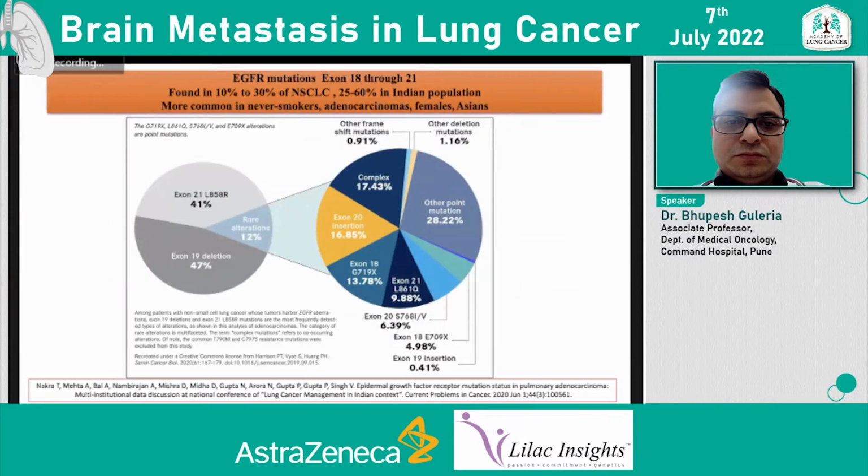Turning to the EGFR pathway, EGFR mutations are seen in exons 18 to 21, commonly in 10 to 30% of non-small cell lung cancer. However, in the Indian population, various studies have shown that the incidence is almost 25, reaching up to 60%, more commonly seen in never smokers, adenocarcinoma, females, and the Asian population. The two commonest mutations are DEL19 and L858R in exon 21. Rarer mutations are seen in exon 20, exon 21, and exon 18.